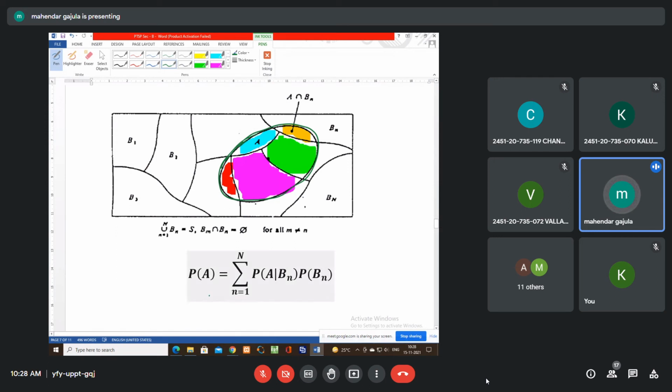So here I have already given the formula. We will derive this. What is A here? The common event. Let us say, for example, defective product.